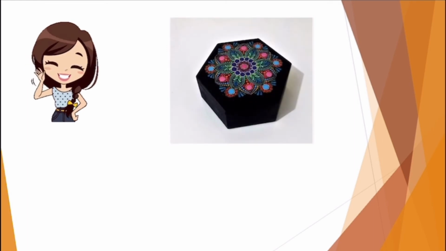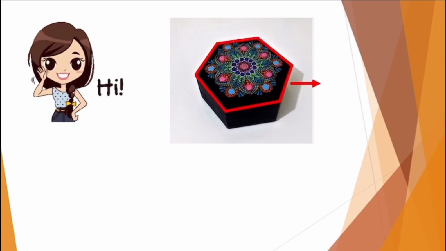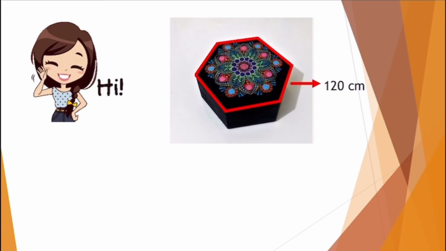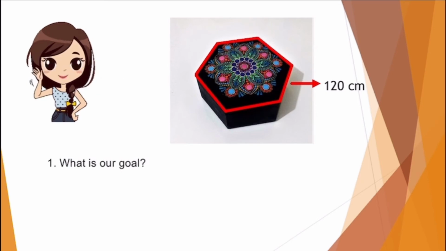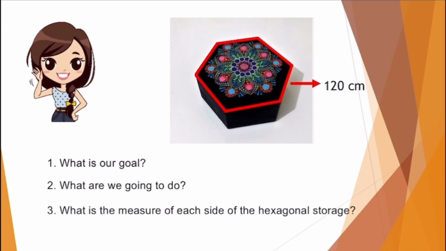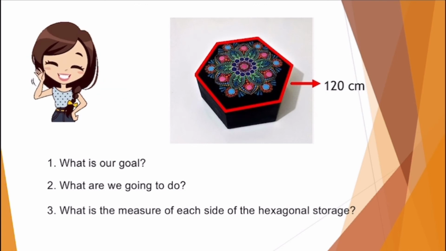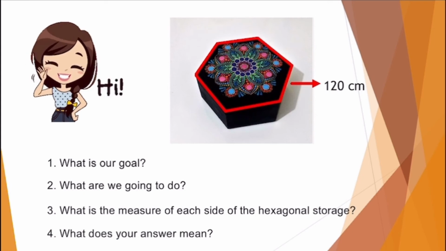Kathy received a regular hexagonal jewelry storage from her mom as a Christmas gift. If its perimeter is 120 centimeters, what is the measure of each side of the said storage? To solve this problem, let us answer the following questions. First, what is our goal? Second, what are we going to do? And third, what is the measure of each side of the hexagonal storage? And last, what does your answer mean?